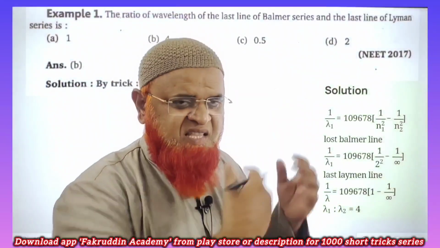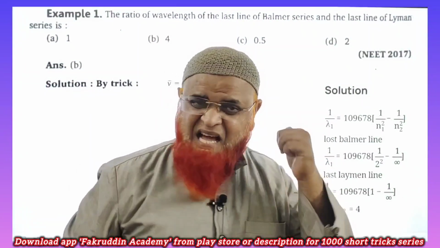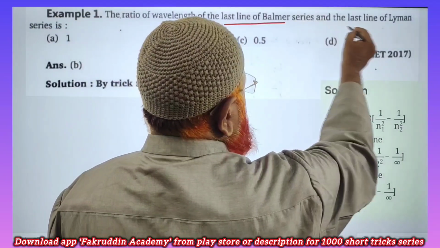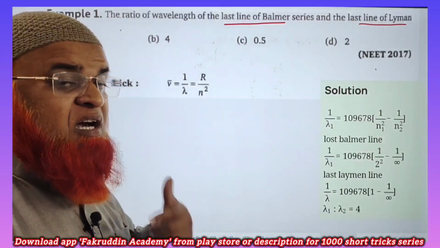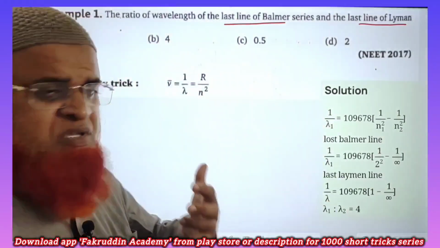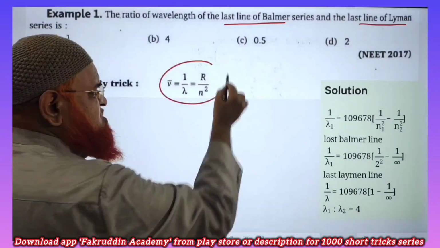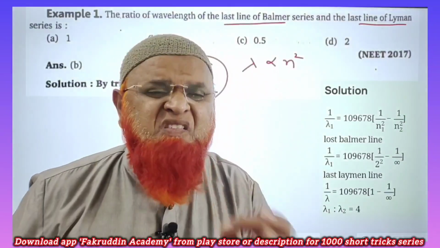Dear students, see the lengthy methods given in the books. This much method is not necessary. Let us have a simple shortcut formula for the last line of Balmer series to that of the last line of Lyman series. He is asking us to find out the wavelength ratios.